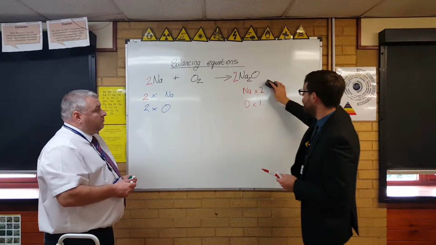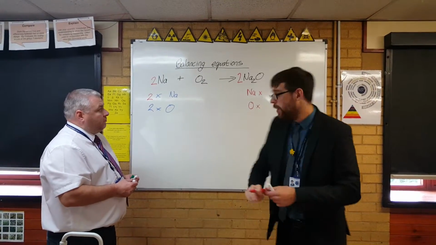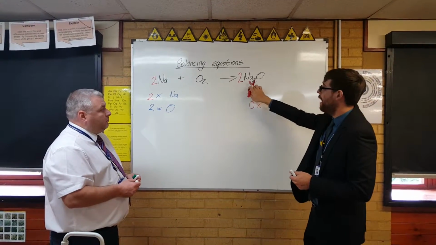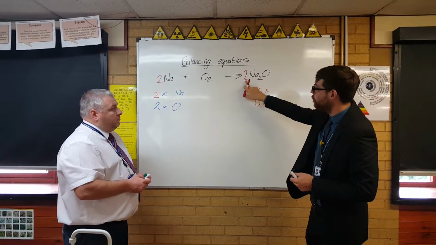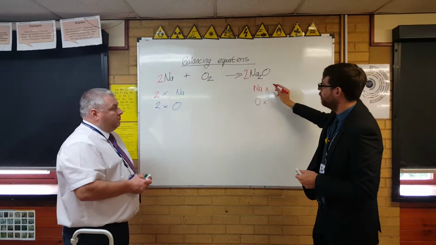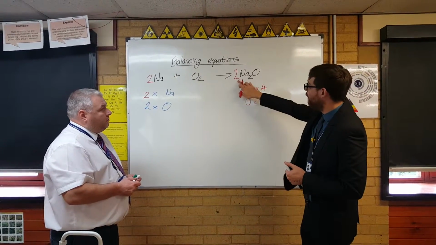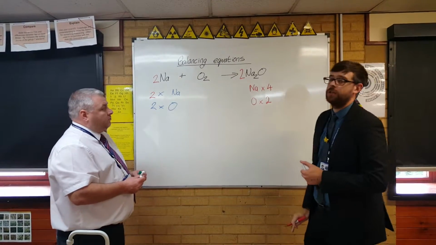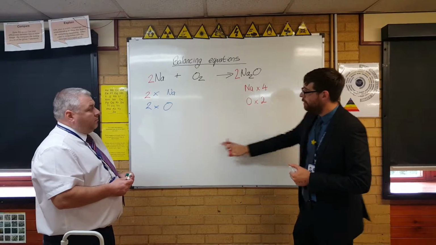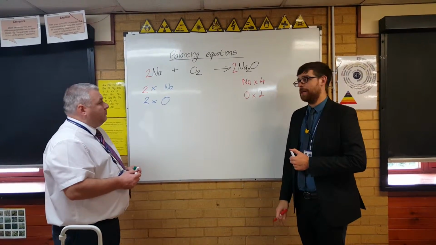And what that does, if we update our numbers on this side, we've got 2 Na, but don't forget there's a little 2 after the sodiums there. So it's 2 times 2, that means we have 4 sodiums on this side. And 2 times 1 oxygens, we've got 2 oxygens on this side. So now our oxygens are balancing, however now our sodiums aren't. So back over to you, Mr. Moore.